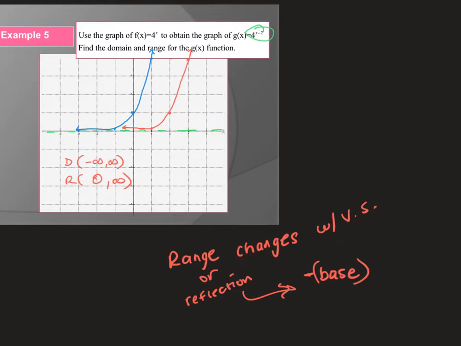So that's a negative on the base. If there's a negative on the base, it's going to flip it upside down. It flips it upside down, then my range switches the order. It goes negative infinity up to the asymptote. Questions so far?